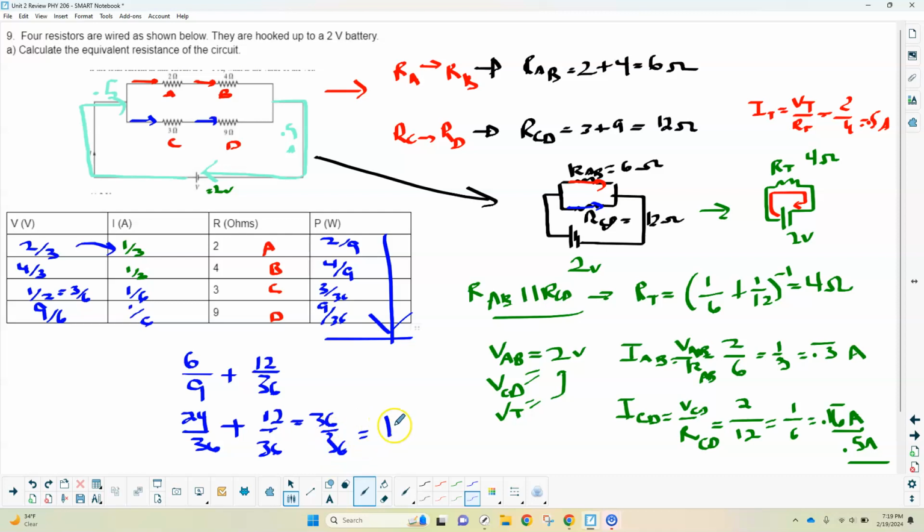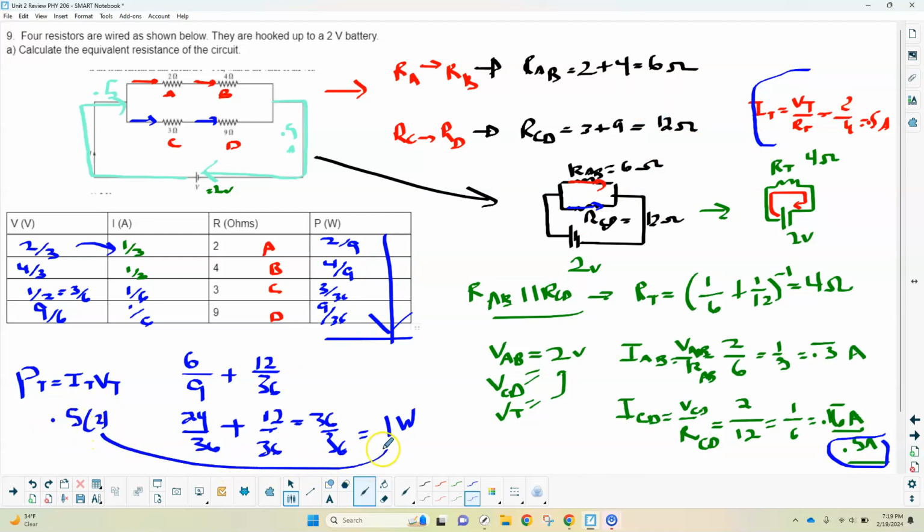So that's 1 watt. If you check the power equation, power total should be the total current times the total voltage. It checks out because we had the total current as 0.5. That's what we got up here. So it's 0.5 times the total voltage, which is 2, which again supports our idea that this is 1. So that only checks out if we did all these other things right. So that one is now complete.